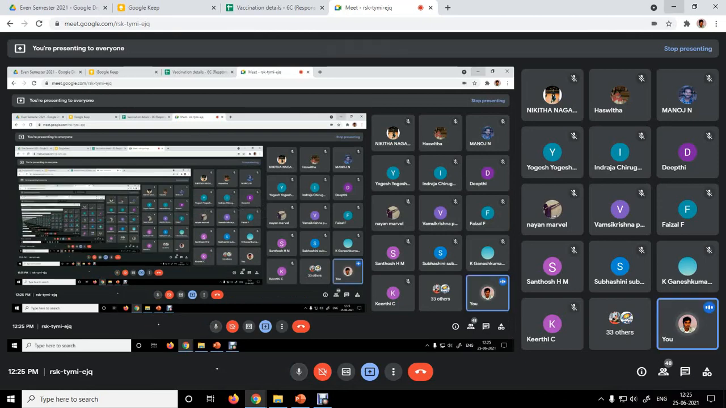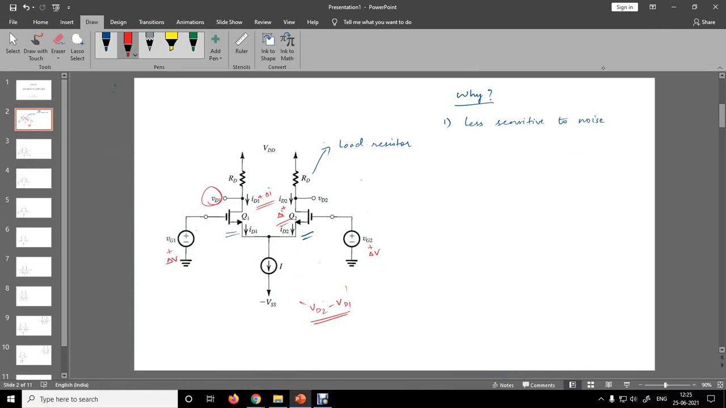Sorry about that, let us continue. So when I take my output to be VD2 minus VD1, the noise which is attached to VD2 and the noise which is attached to VD1, when I take the difference of both these voltages, that noise becomes essentially zero.